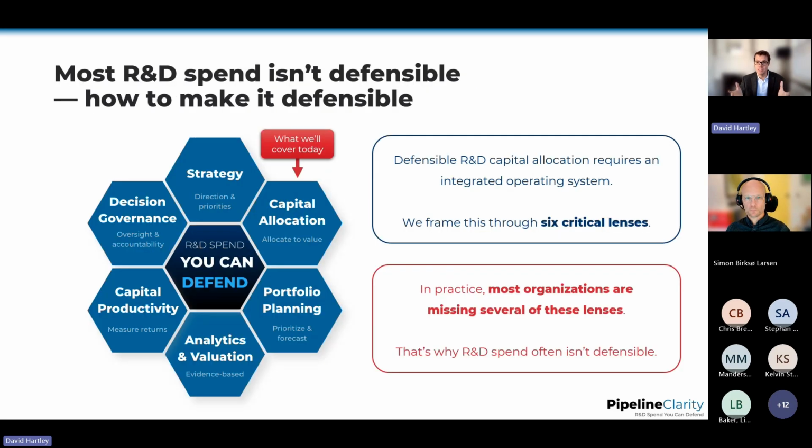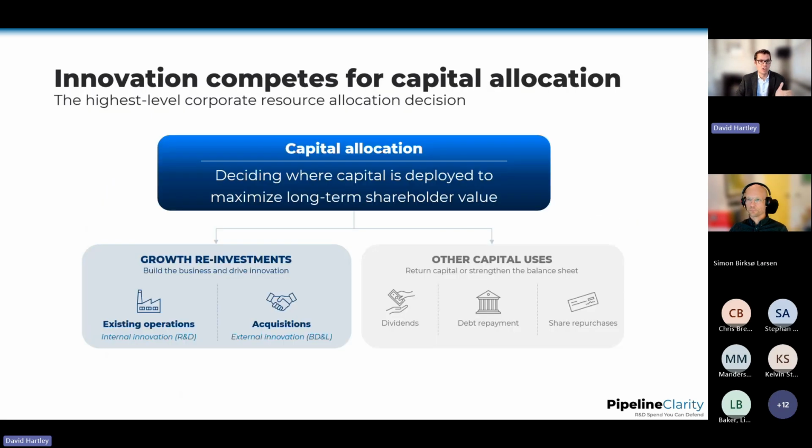So as I mentioned, this is part of a series. The last webinar that we did was looking at strategy. Today's on capital allocation. We are going through 6 different lenses in this webinar series, talking about how you make R&D spend defensible. The next one will be on portfolio planning, and we'll talk a little bit more about that at the end of the session. So with that, I will hand over to Simon to start talking us through capital allocation.